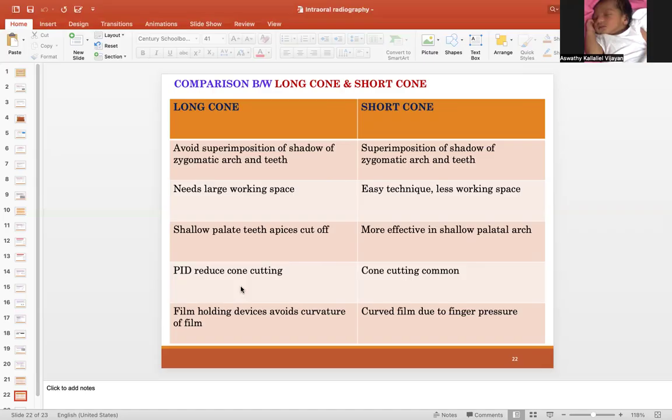In long cone technique, with a shallow palate, the apices of the teeth are usually cut off. Whereas in short cone technique, it is a more effective way of dealing with a shallow palatal arch, but some modification should be made.